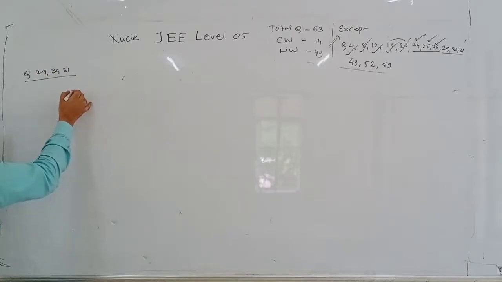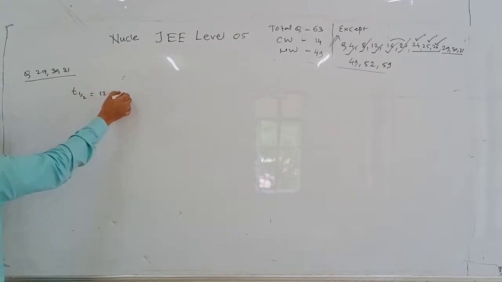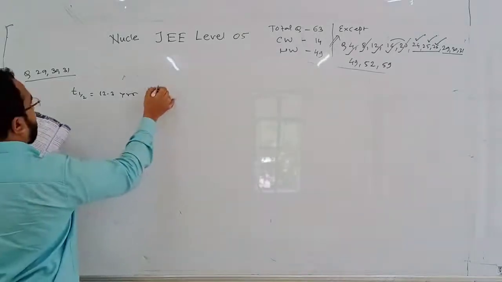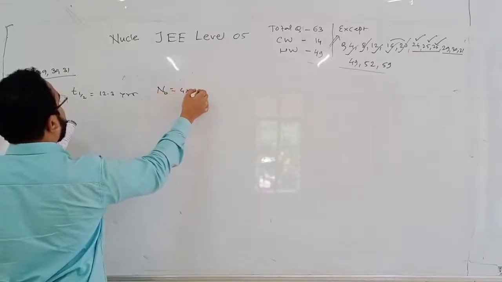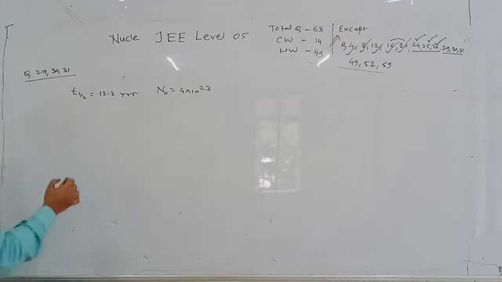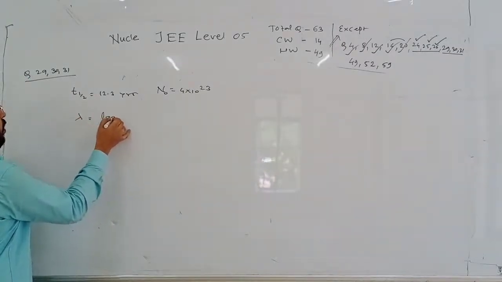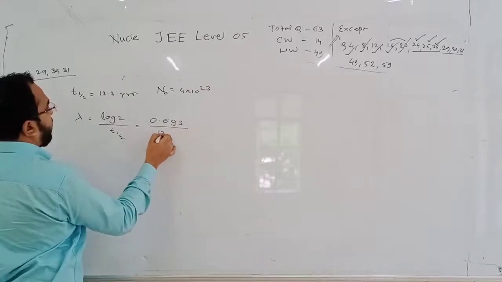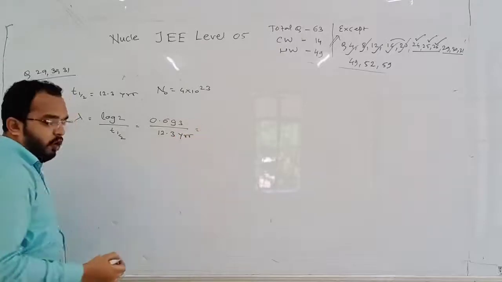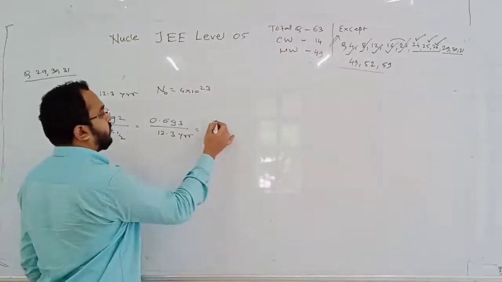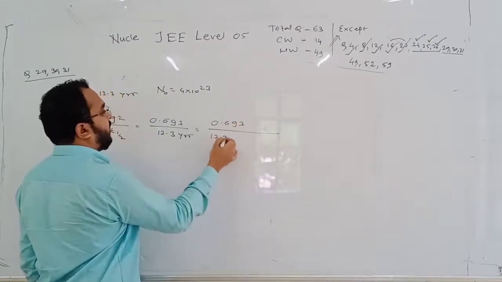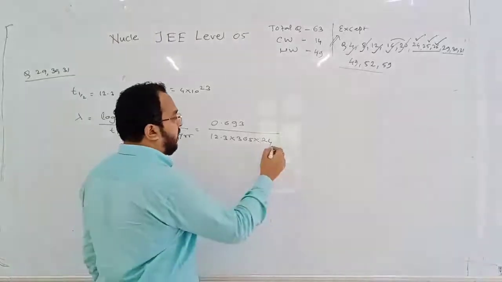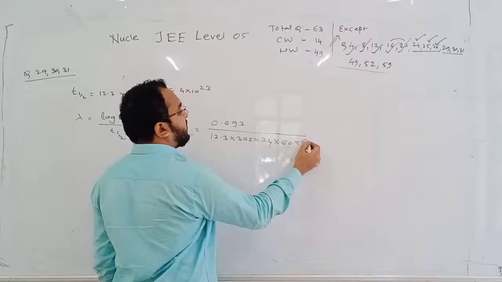The half life T half is equal to 12.3 years. Find the activity of the sample. The initial number of nuclei is also given, 4 into 10 raised to power 23. From the half life you can calculate lambda, that is log 2 upon T half, or you can say 0.693 upon T half. Now the options are given in seconds, so we have to convert this into seconds. So it will be 0.693 into 12.3, 1 year is 365 days, 1 day is 24 hours, 1 hour is 60 minutes, 1 minute is 60 seconds.